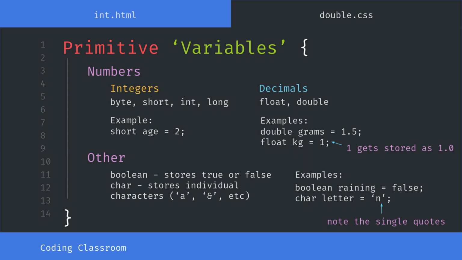Now, let's focus on primitive variables. These are the simplest and most commonly used types in Java. Each primitive variable holds a specific kind of data, and there are 8 primitive types in total. For this lesson, we'll focus on the most commonly used ones.